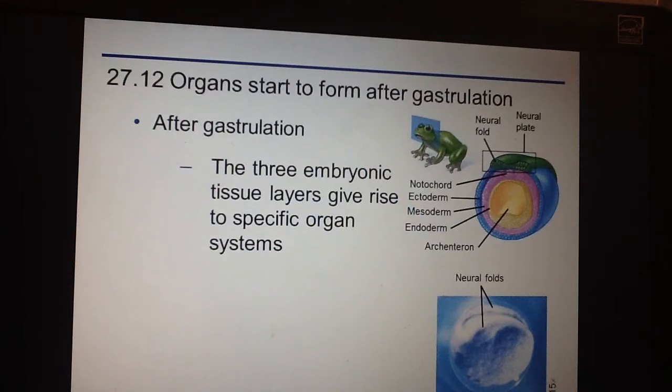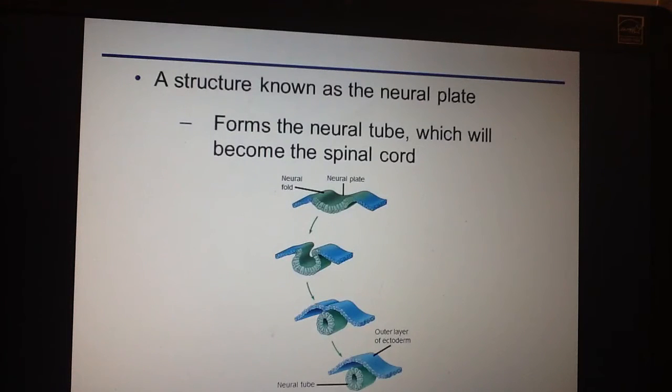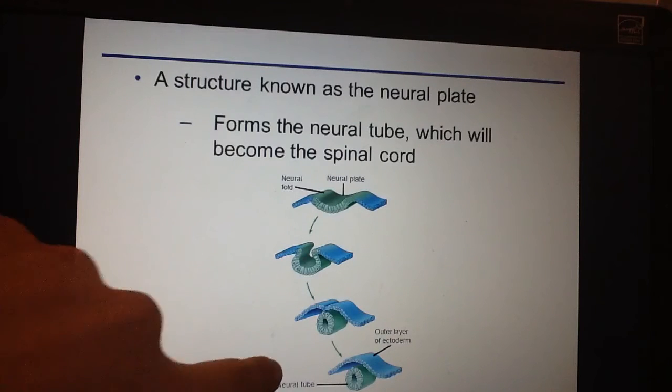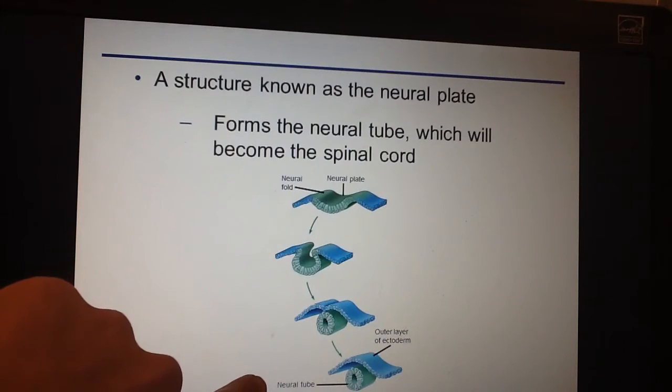Now, after gastrulation, all the organs start to show up. One of the major ones is the backbone or the notochord. You can see in this diagram that the notochord starts to develop here with the neural fold and neural plate. These cells start to differentiate and move, allowing an actual hollow neural tube to form, and this neural tube later becomes the spinal cord.